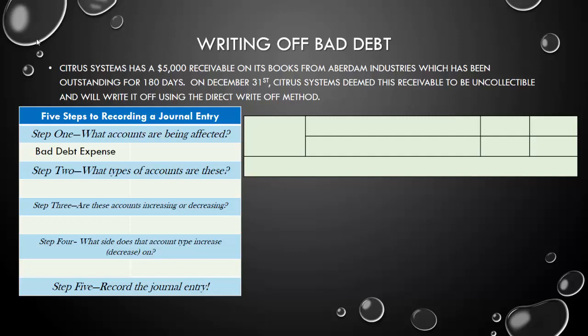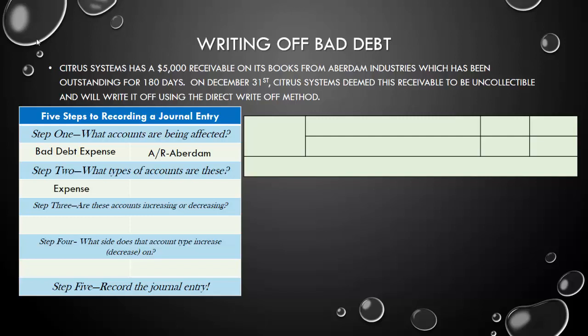When you deem a receivable to be uncollectible, you're going to record that amount as a bad debt expense. So that's one of the accounts that's going to be affected. What's the other account that's going to be affected? Well, we got to get this receivable off our books because we can't show it to users of our financial information as an asset, because it really isn't, because we don't expect to ever see the cash from this. So the other account that is going to be affected is the receivable we had on our books from the company that we're considering to be bad debt, in this case Aberdam Industries.